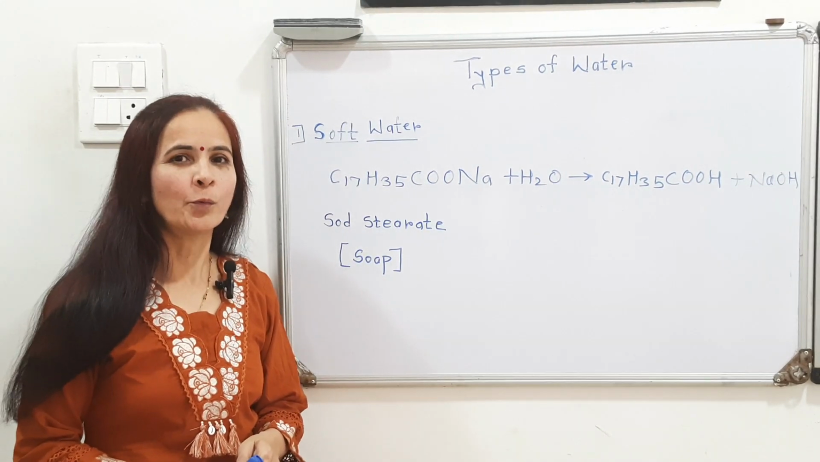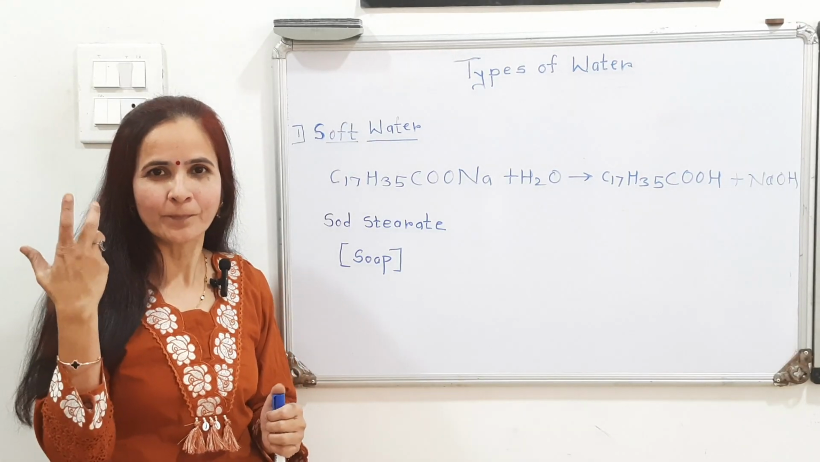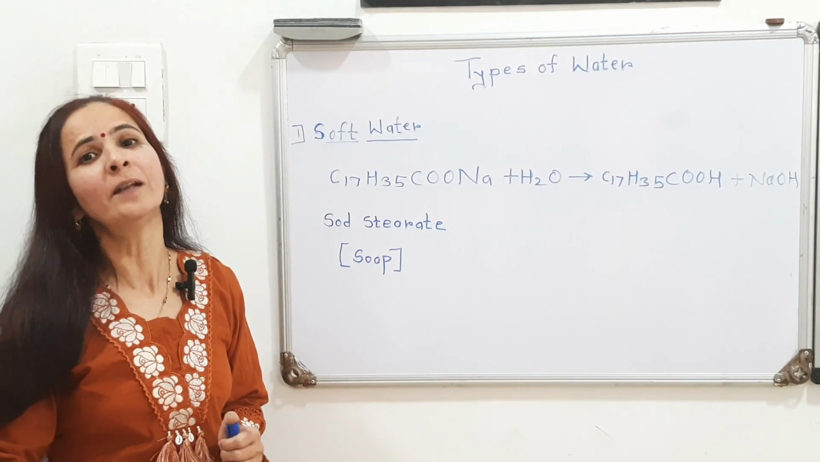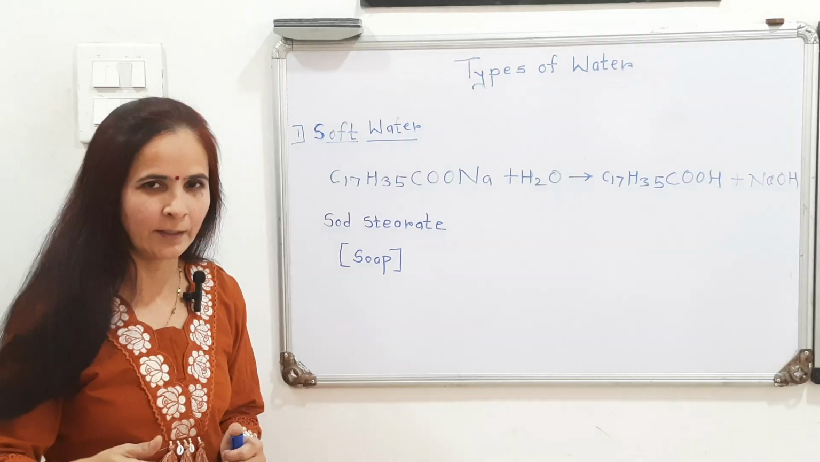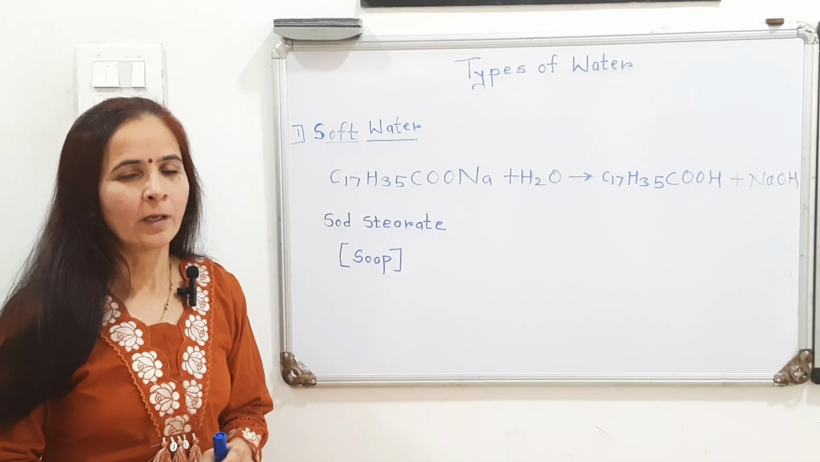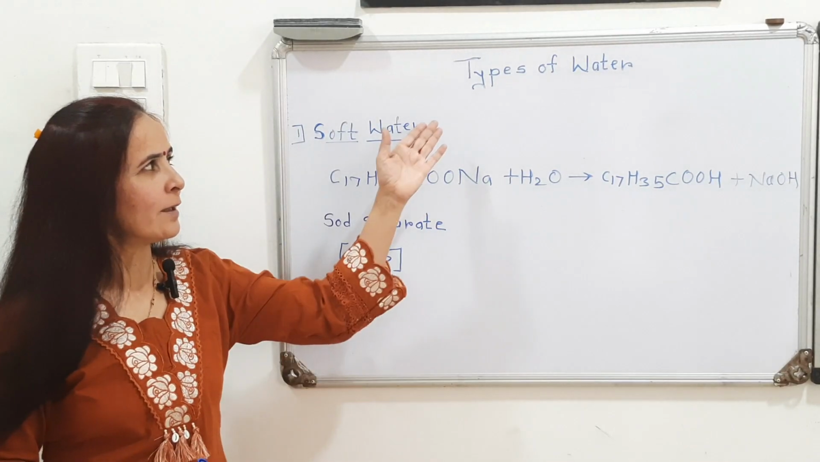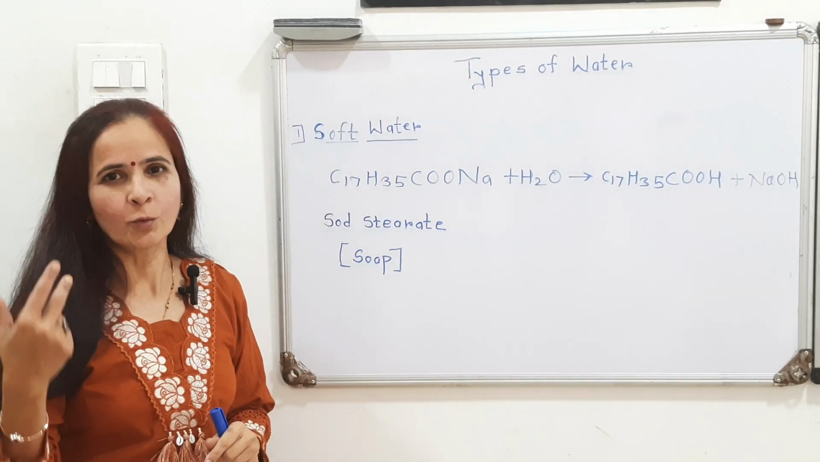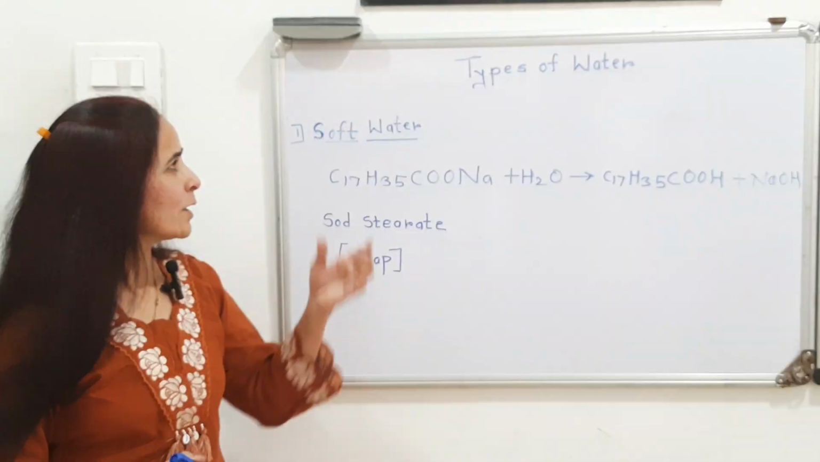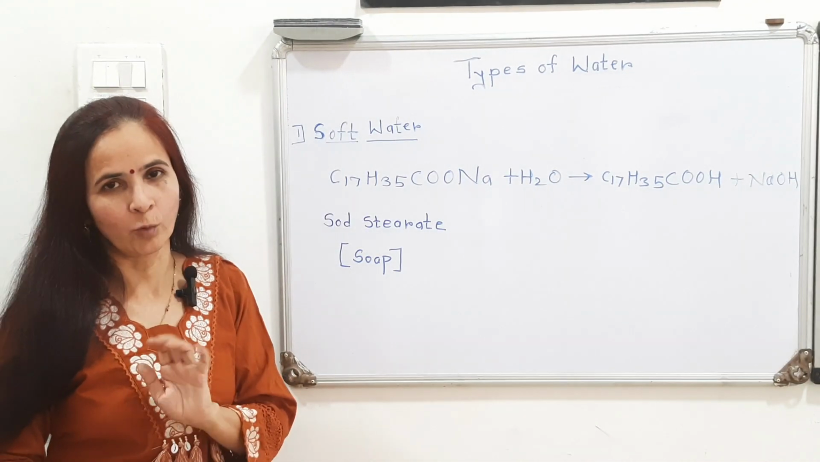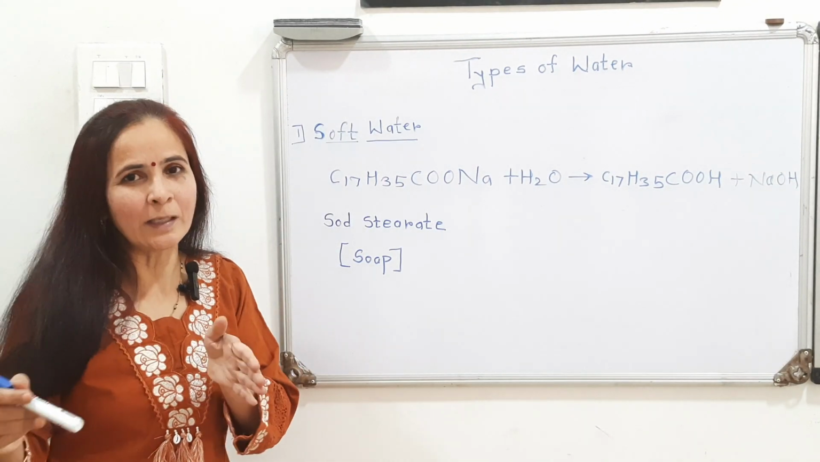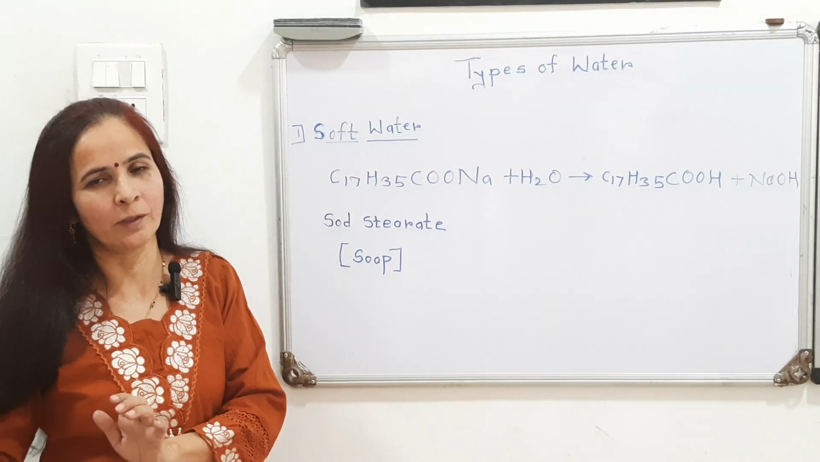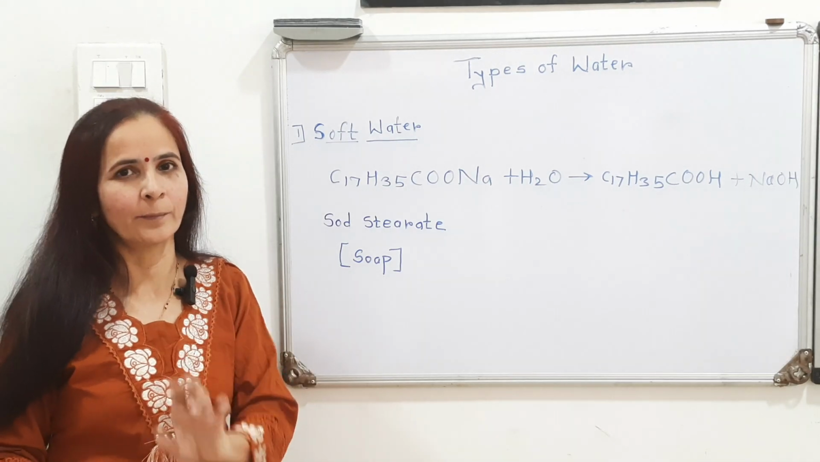In the first part we have seen what impurities are and what the different types of impurities present in natural water are. In today's part we are going to see the types of water. According to this concept there are two types of water, that is soft water and hard water. And to distinguish between soft water and hard water, the soap test is recommended.